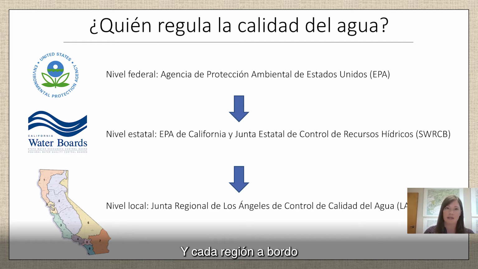And each regional board is responsible for implementing the regulatory programs that enforce these standards at the regional level. And this is done primarily by regulating various categories of discharges to ensure that the water in our creeks, rivers, ocean, and even groundwater basins are being protected.